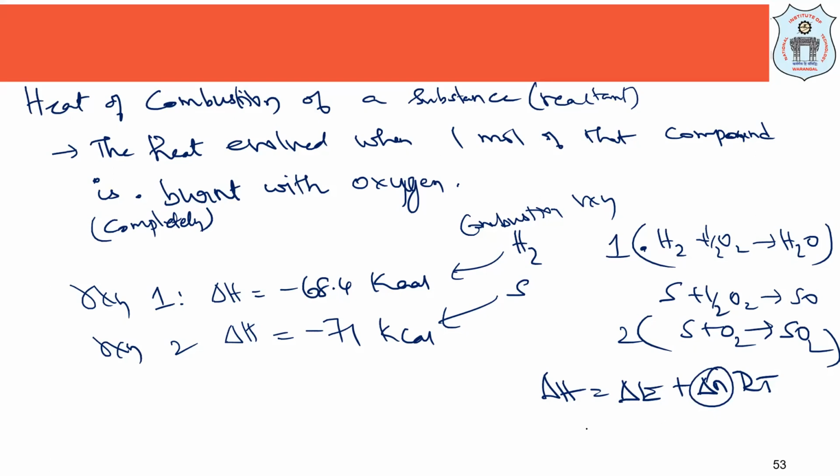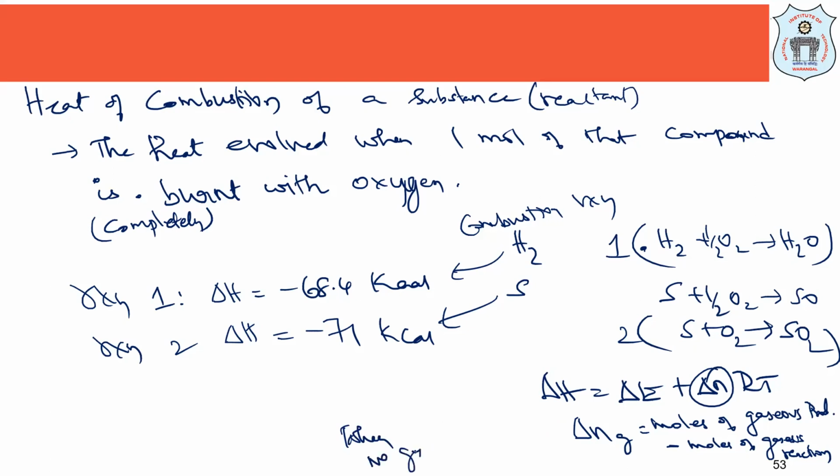Where delta ng is moles of gaseous product minus moles of gaseous reactant. If all the reactants and products are only solid or liquid, in that case delta ng is 0. Okay, and if no gas reactant or product is there, in that case delta ng is 0. Okay, that is about heat of combustion.